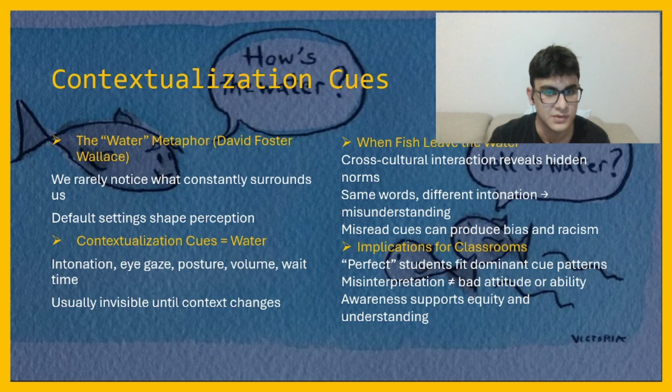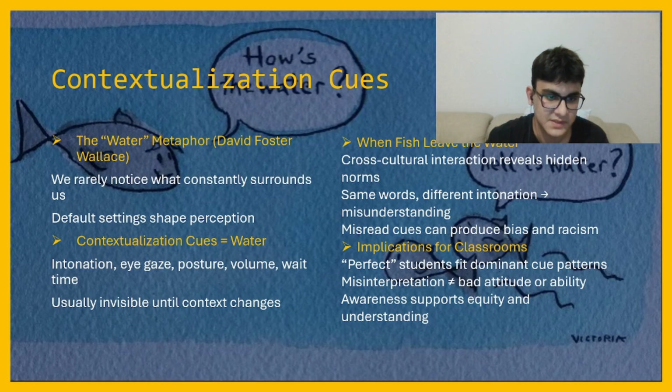Next, we have contextualization cues. First, we have the water metaphor by David Foster Wallace. We rarely notice what constantly surrounds us, and our default settings shape our perception. We have the three fish in the water example to understand this. The first fish says, "How's the water?" as we can see in the background, and the other fish says, "What the hell is water?" They don't notice the environment they're in is made of water, so they're confused on what this is.